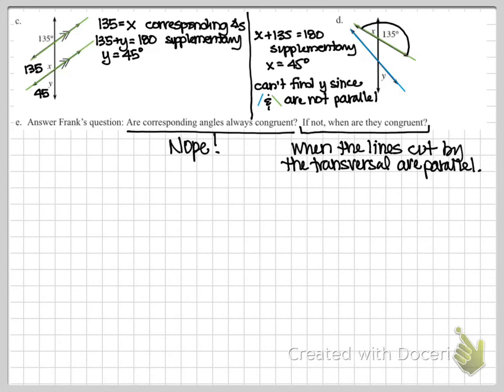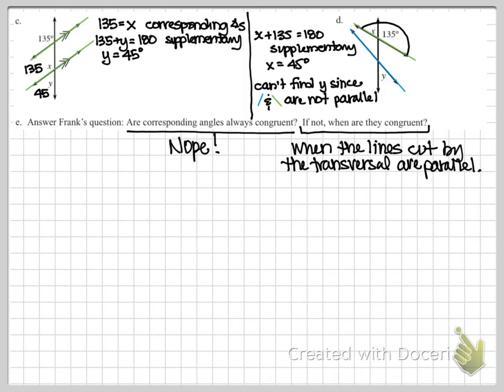Okay, so here we've got C and D worked out. On C, we were able to find both x and y because those two lines are parallel. I know because the markers are on them. So I have my reasons for corresponding and then for supplementary. However, on D, that is not the case. So I color-coded them in two different colors because I have no idea if they're parallel or not.